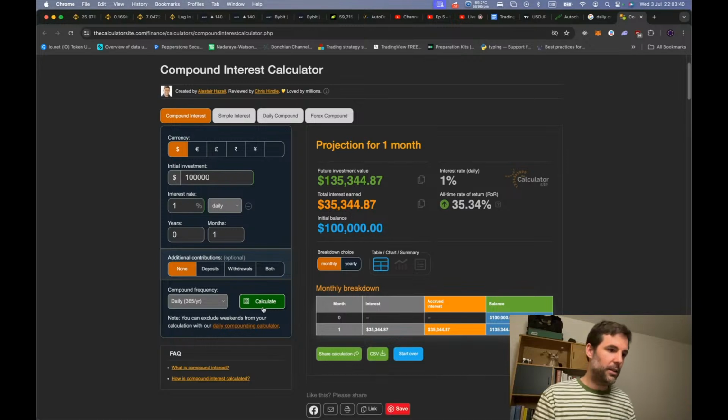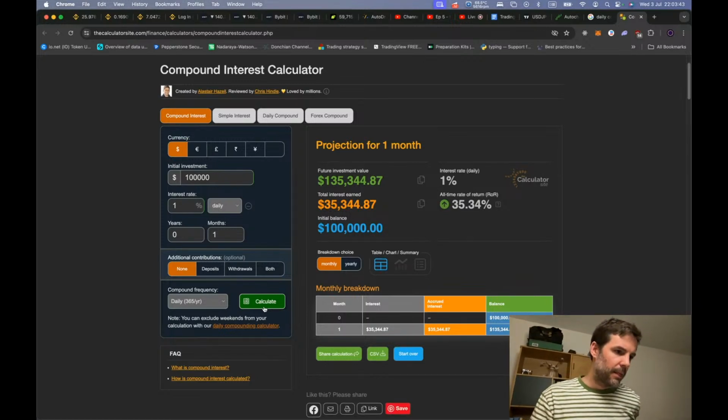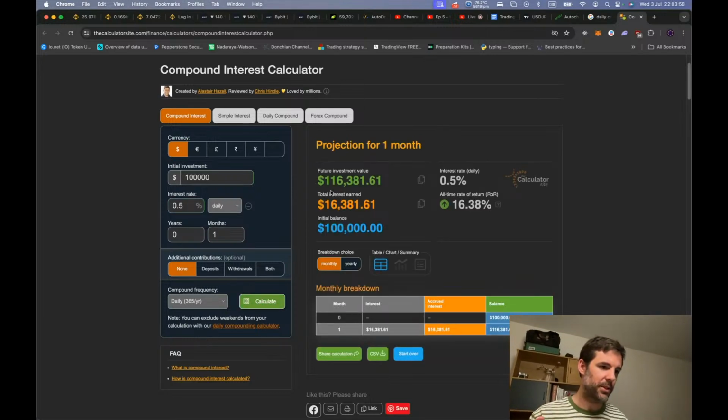Yeah, daily compounding. So a month after, at 1%, you have 135. So we're doing less than 1%. We're doing, like, let's see, 0.516, yeah, we're doing 0.5% per day.